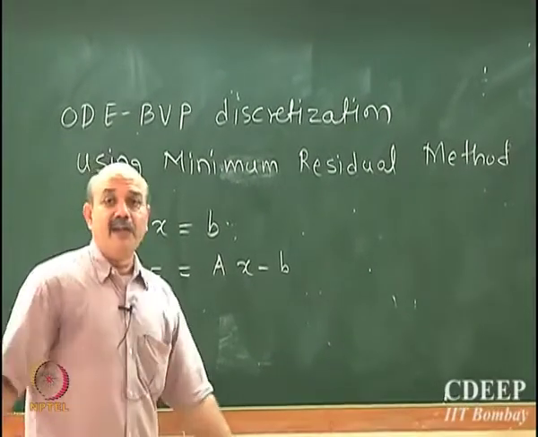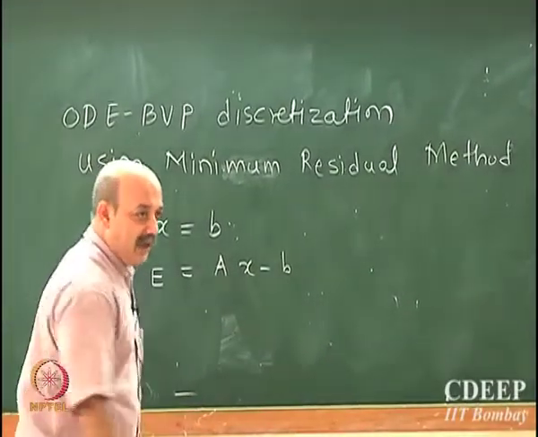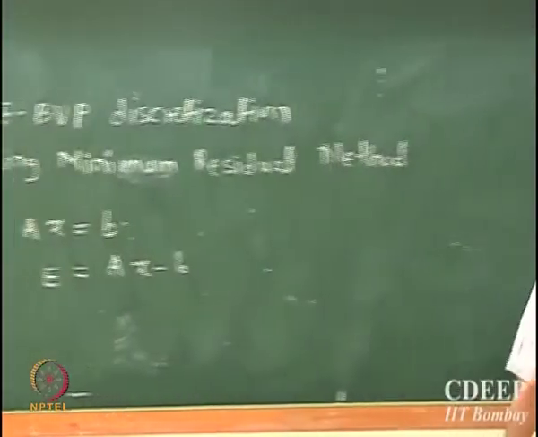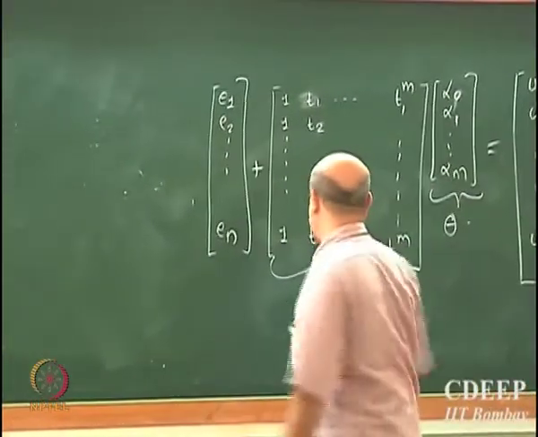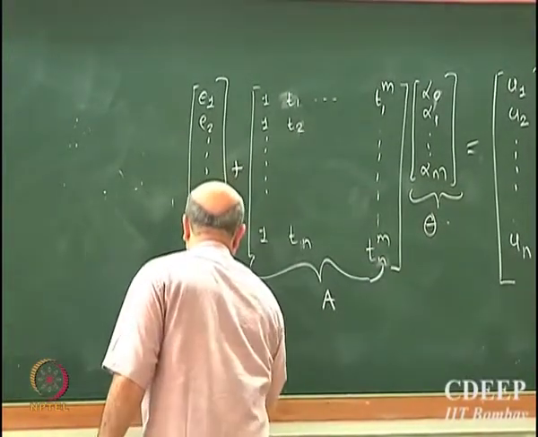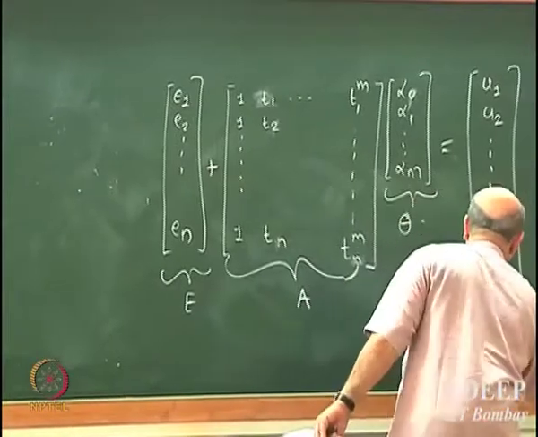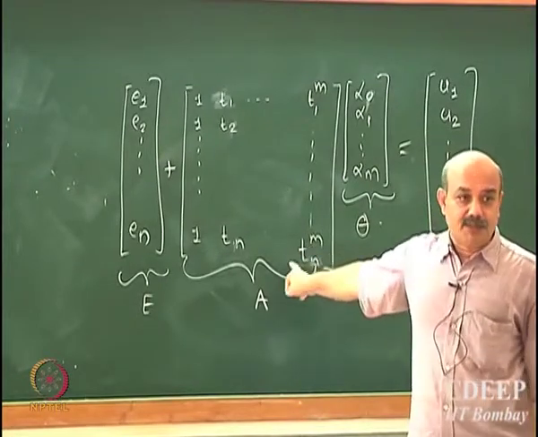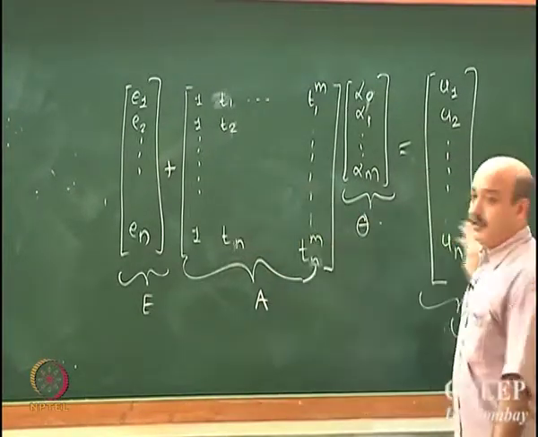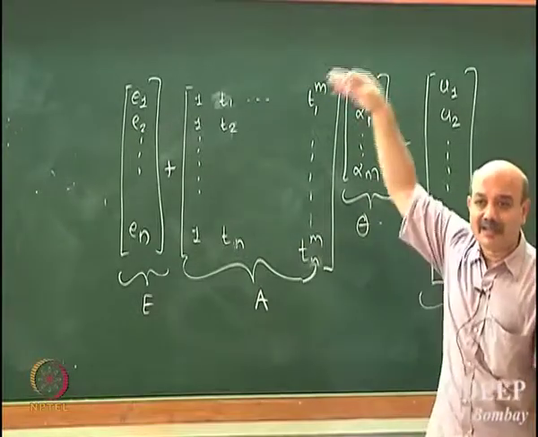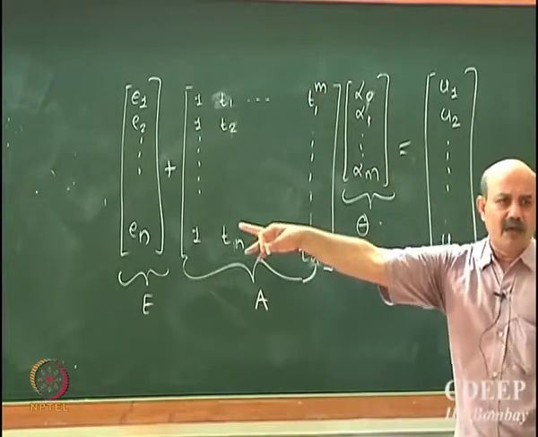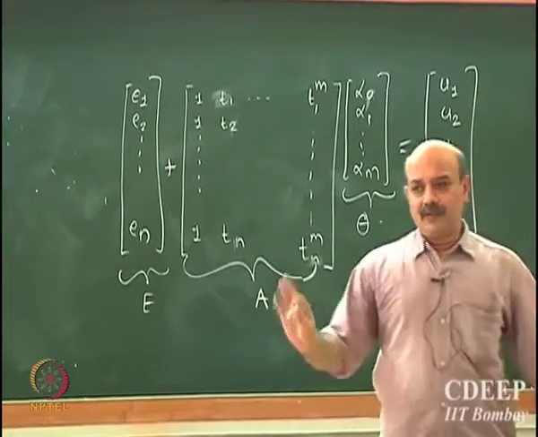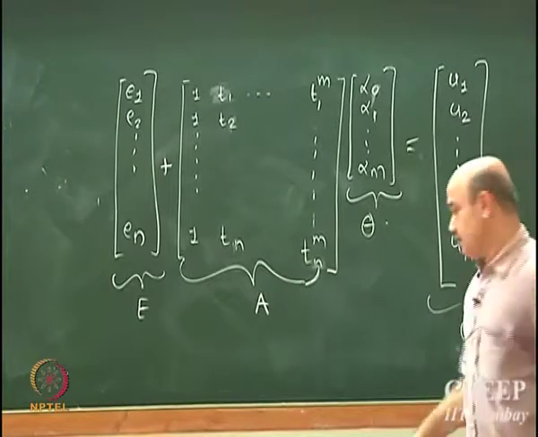Then I'll define a scalar objective function. What I'm going to do now is very similar to what is happening here. So this is my error vector, this is theta, and this is u. Except in this particular case, the matrix A was a tall matrix, not a square matrix. Right now, what I'm writing there is a square matrix. So I want to solve a square matrix problem by optimization. Is it possible?